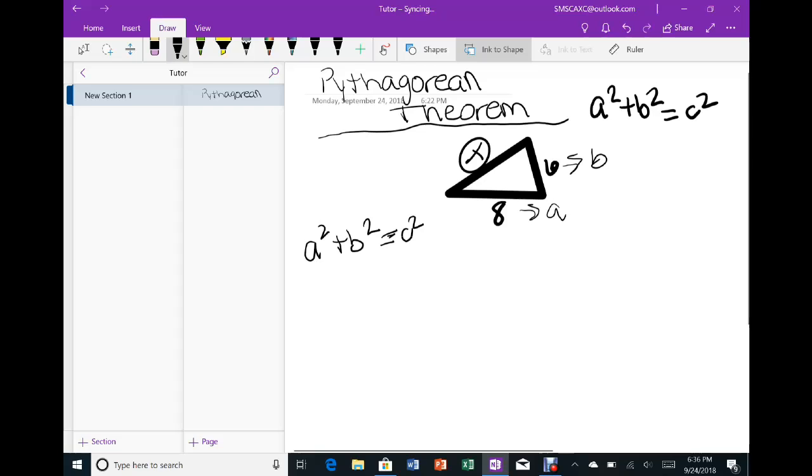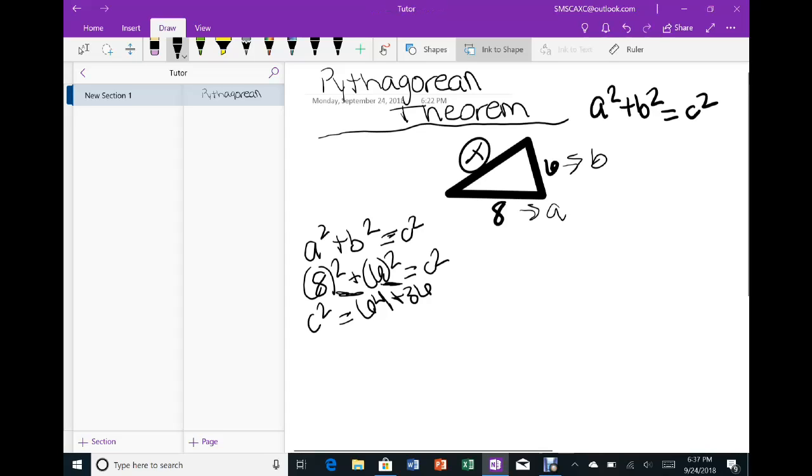Anyway, so we're going to do a plug and chug and put in 8 squared plus 6 squared equals c squared. We are then going to rewrite that with c on the left side of the equal sign. So c squared equals 64 plus 36. If you're confused as to how I got that, it's because 8 squared is 64 and 6 squared is 36.